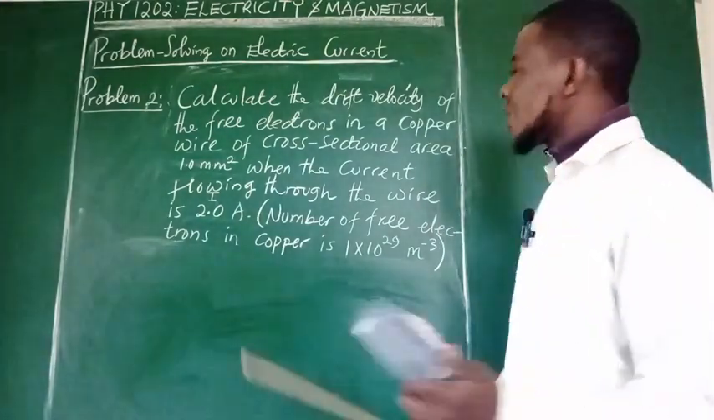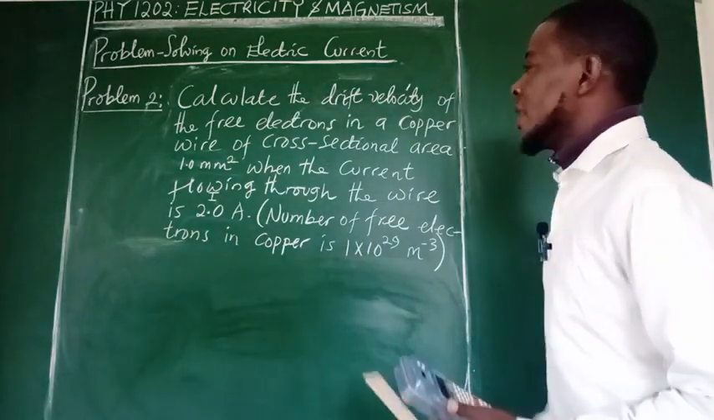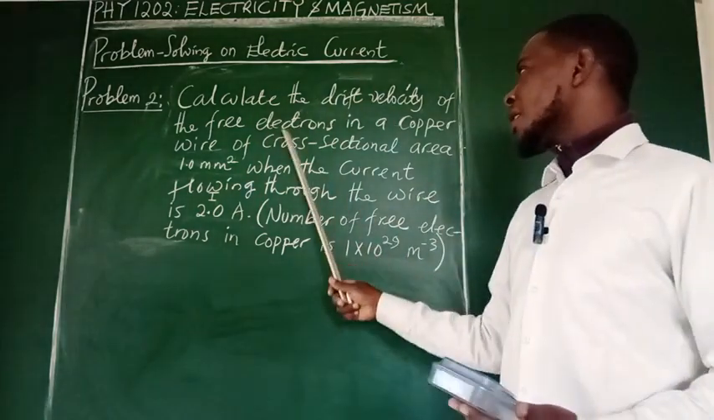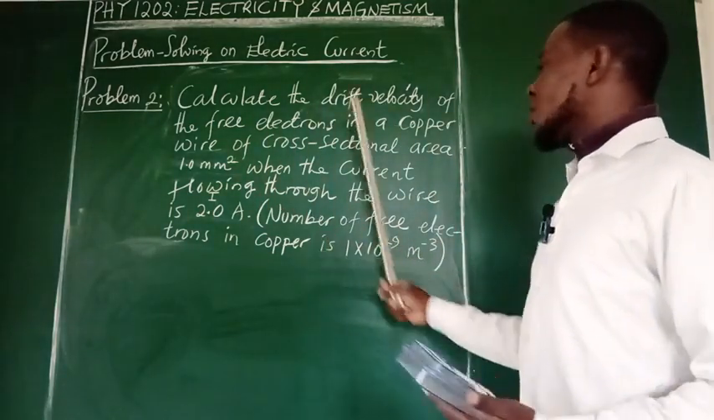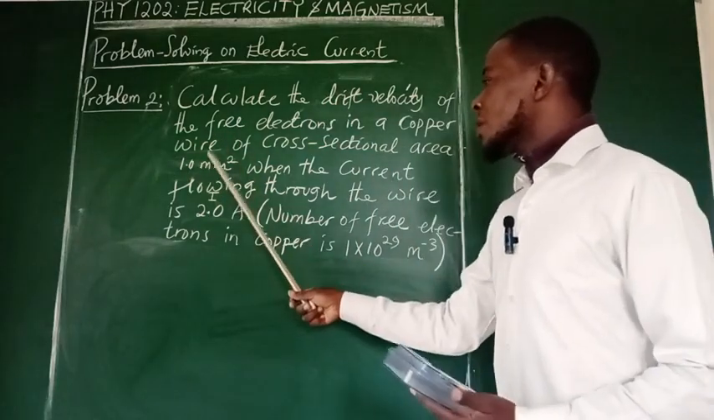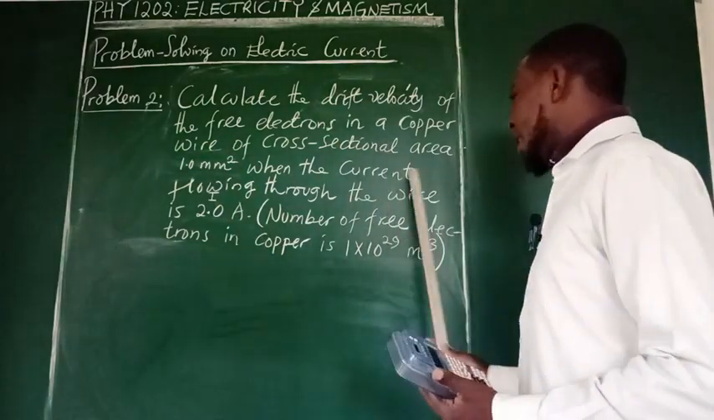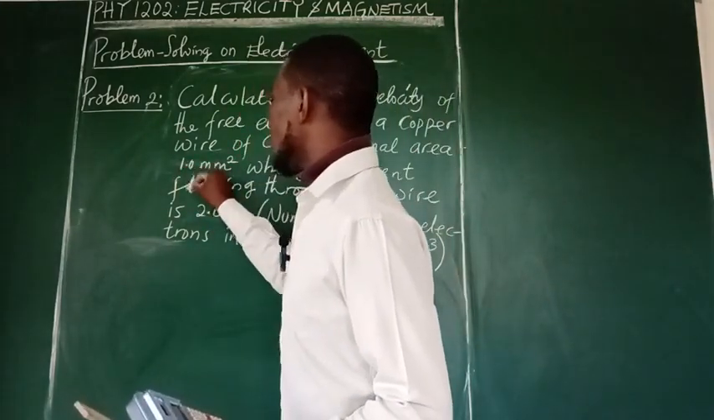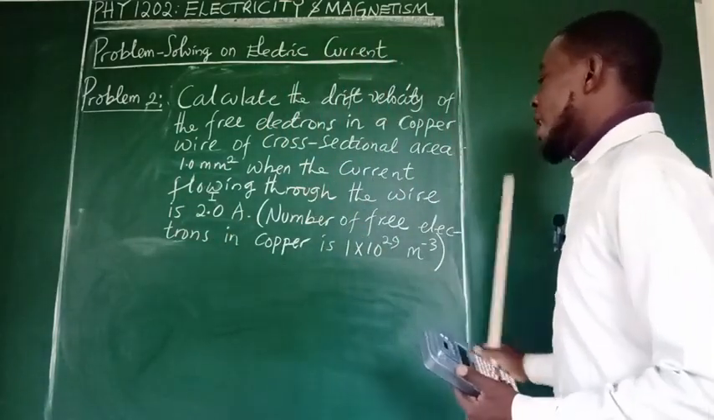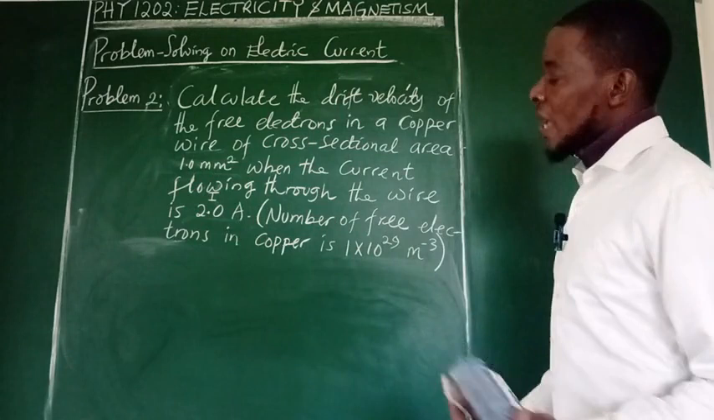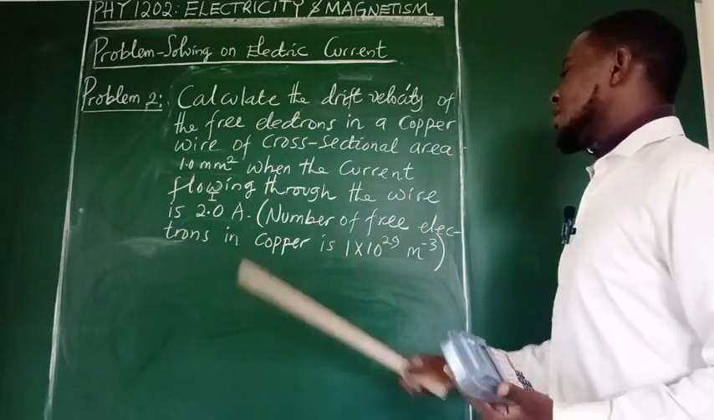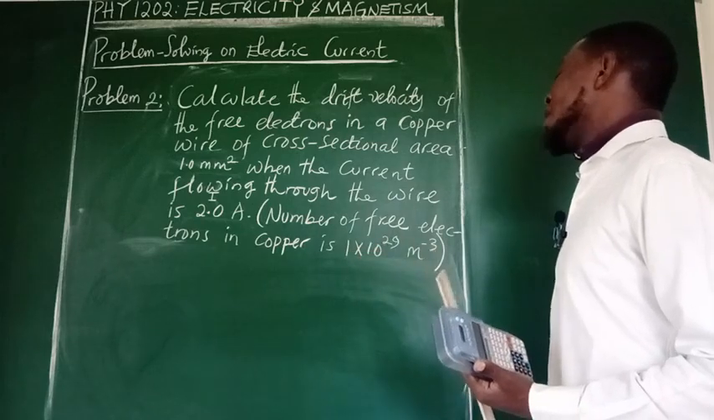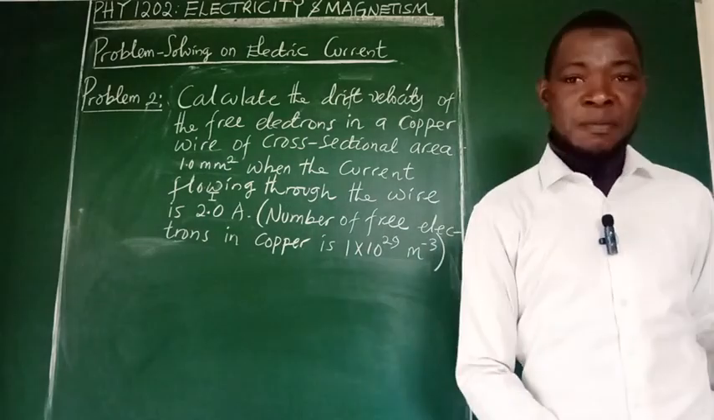Today, we will solve the second problem on electric current. This problem reads: calculate the drift velocity of the free electrons in a copper wire of cross-sectional area 1.0 square millimeters when the current flowing through the wire is 2.0 amperes. Number of free electrons in copper is 1 times 10 raised to the power 29 per cubic meters.